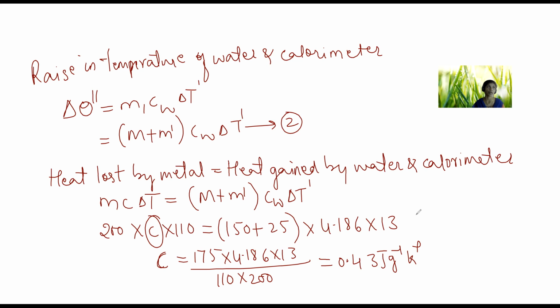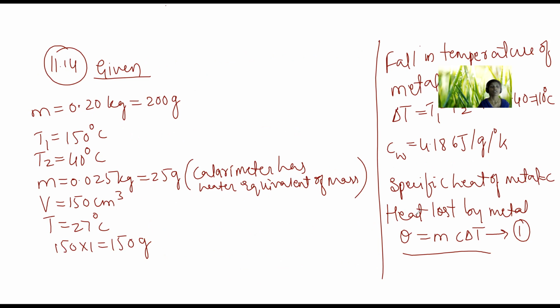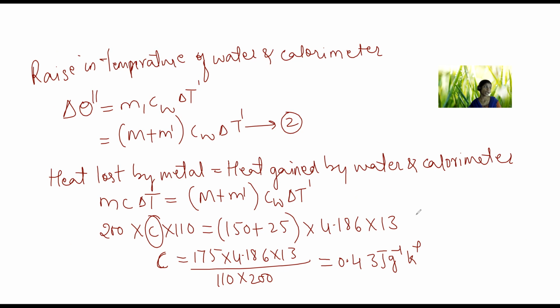Heat lost by metal is equal to heat gained by water and calorimeter. So we want to calculate the value of that C. C is nothing but specific heat of metal and now find out ಮಾಡಕತ್ತೀವಿ. So all the known values are kept one side, unknown values are kept on another side. So specific heat of metal value we got 0.43 joules per grams per Kelvin ಅಂತ ಬಂತು.